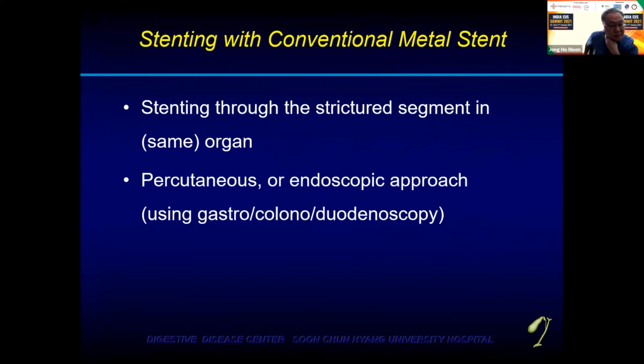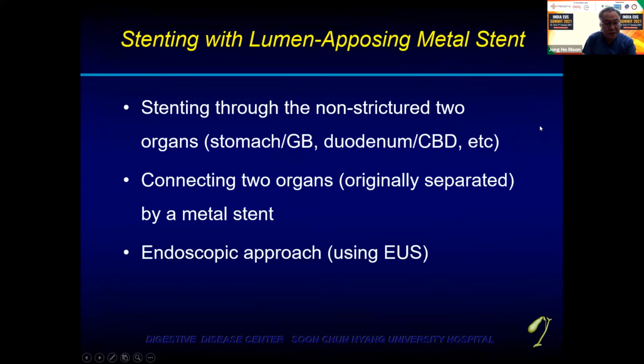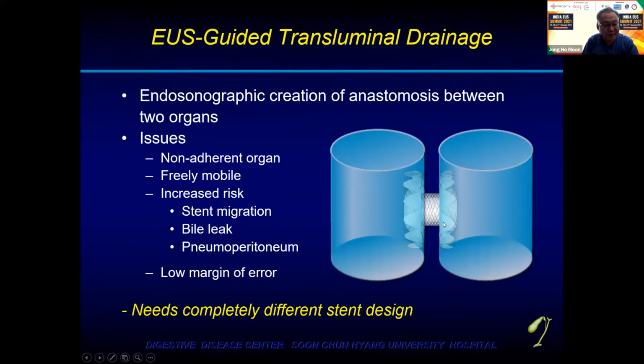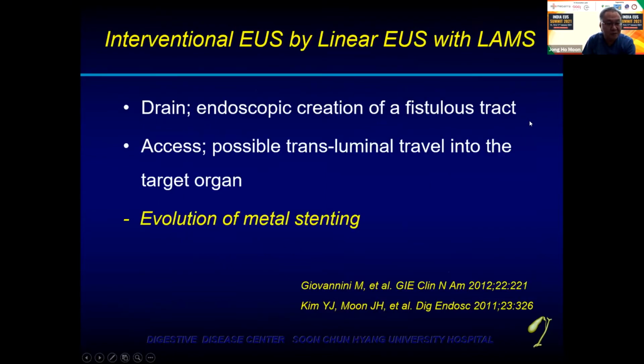Everybody knows this: stenting with a conventional method is insertion of a stent through a structural segment in the same organ, by percutaneous or endoscopic approach. But stenting with the lumen-apposing method is insertion of a stent through non-structural segments, connecting two organs by the stent under EUS. As you can imagine, we can raise a lot of issues in making that kind of procedure. So we need a completely different stent design for lumen apposition. With the lumen-apposing stent, not only for drainage, we can also access the target organ transluminally. So it can be an evolution of metal stenting.